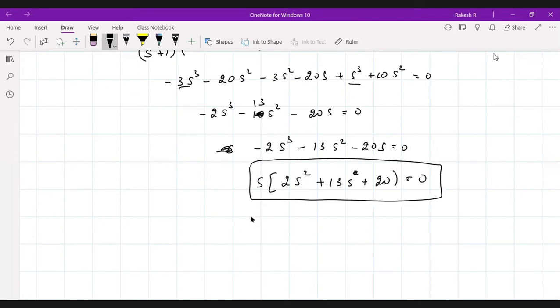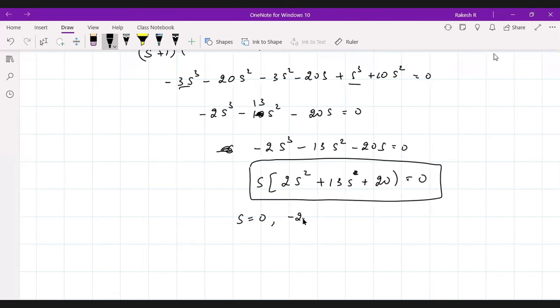What we can do is find the roots of this equation. The first root is s equals 0, and then find the roots of 2s square plus 13s plus 20. The roots of this are minus 2.5 and minus 4, sir.